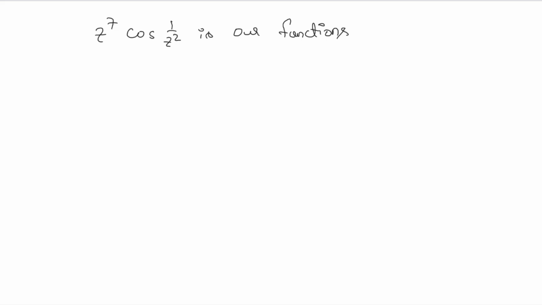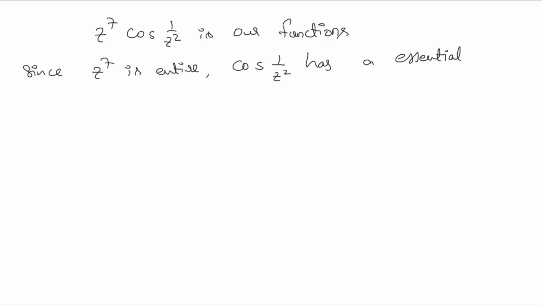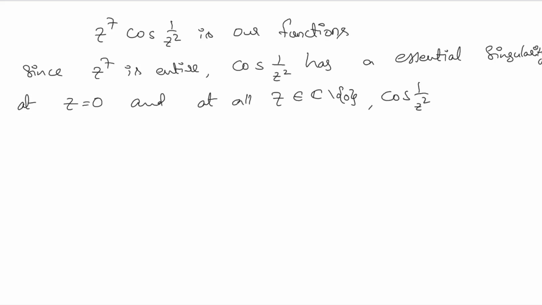Let me explain. Since z to the power of 7 is entire, and cos(1 divided by z square) has an essential singularity at z = 0, and for all z in C minus the singleton set {0}, cos(1 divided by z square) is analytic. That is, cos(1 divided by z square) has only one singularity, an essential singularity at the point z = 0.